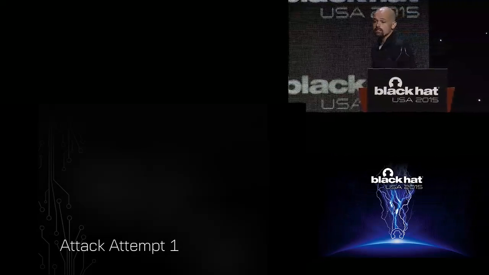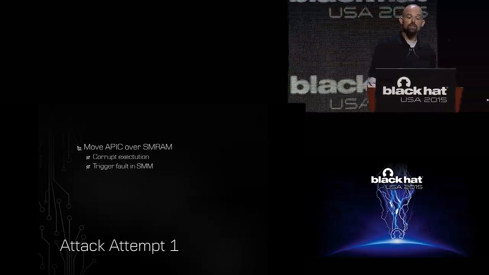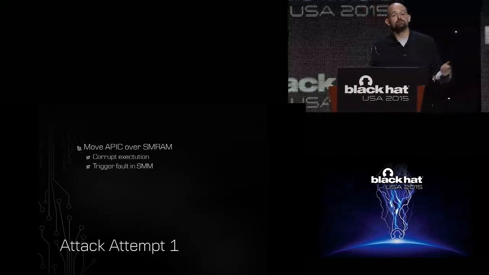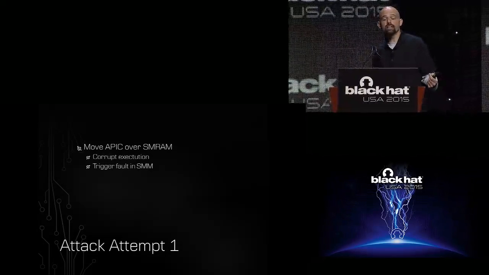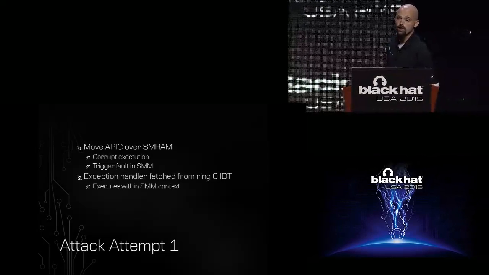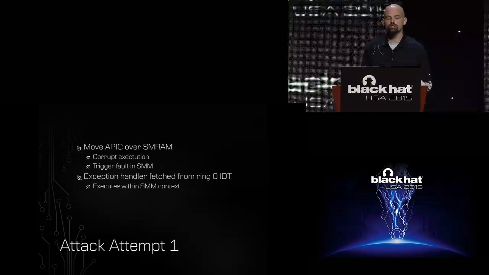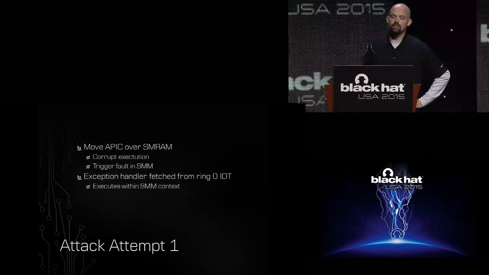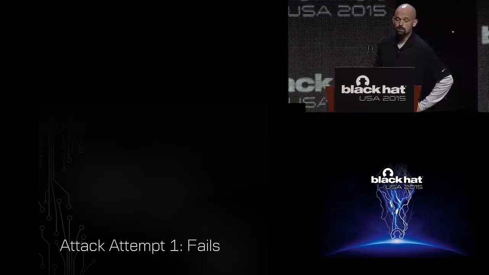So the first version of this attack is really pretty straightforward. The idea is to move the APIC over SMRAM, let the system switch over to system management mode. It's going to fault because it's reading a bunch of data that it didn't expect to have there. And when it faults, it's going to try to figure out how to handle that exception. It's going to look up an exception handler in the interrupt descriptor table, and that handler is under our control. Our handler is then going to execute with SMM context. So pretty simple idea for an attack.